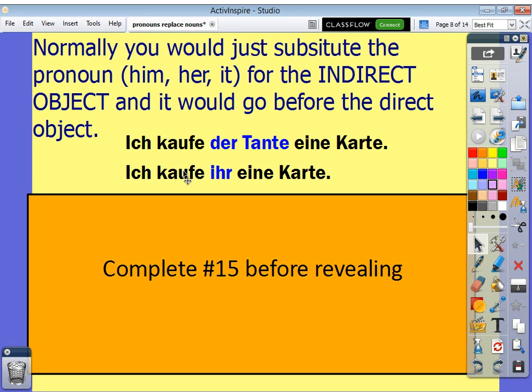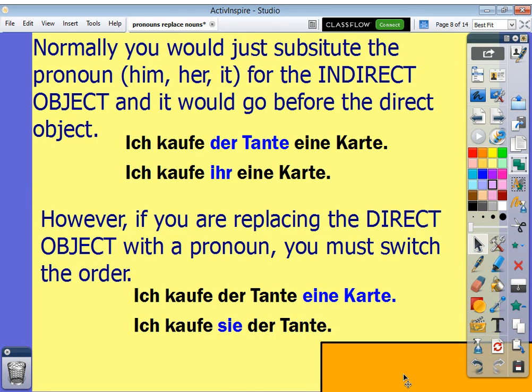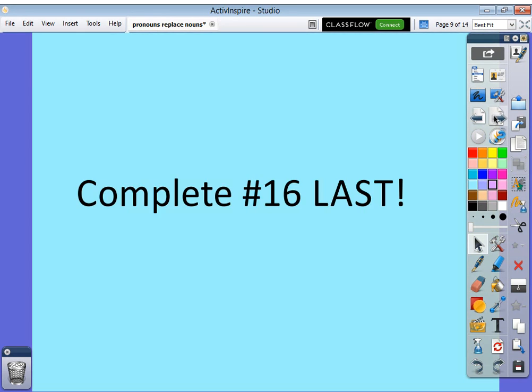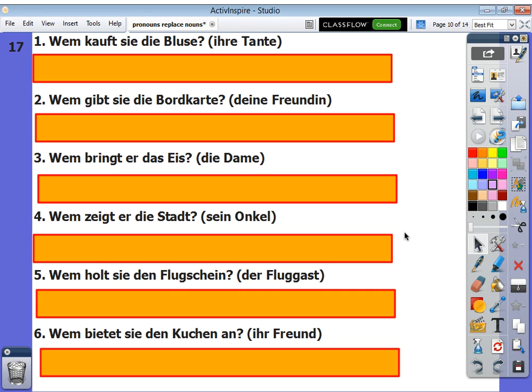So, again, we just did this. Now we're ready to look at this. If you are replacing the direct object with a pronoun, you have to switch the order. This is one of those things in German that can be a little bit tricky. Okay? So look at this example. Ich kaufe der Tante eine Karte. Let's say I want to keep der Tante, but I want to replace eine Karte. Now, instead of keeping the order, I've flip-flopped the order. Okay? Notice that it's no longer the person first and then the direct object. It's the other way around. Okay? And that can be a little bit confusing. Let's practice it with number 17. We're going to skip 16 for now because it's too advanced for us at this point.